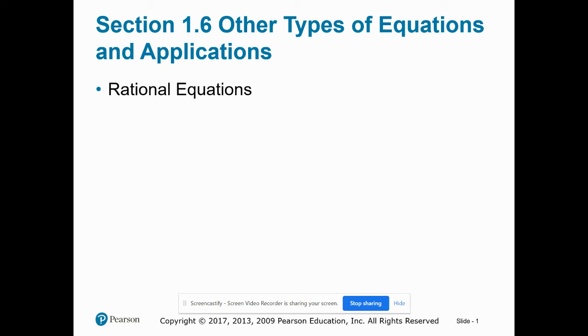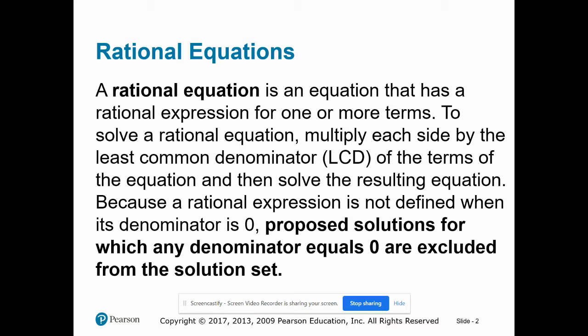Welcome back, everybody. Today we're going to talk about solving rational equations that look a little bit different than some of the other ones that we've done. A rational equation, this is your first set of blanks, is an equation that has a rational expression for one or more terms. To solve a rational equation, multiply each side by the least common denominator of the terms of the equation. So that least common denominator is the last part of your sets.